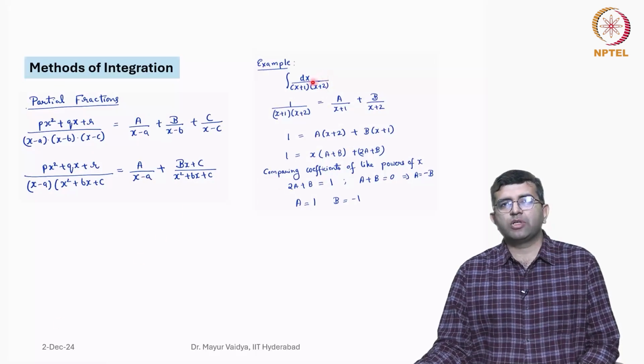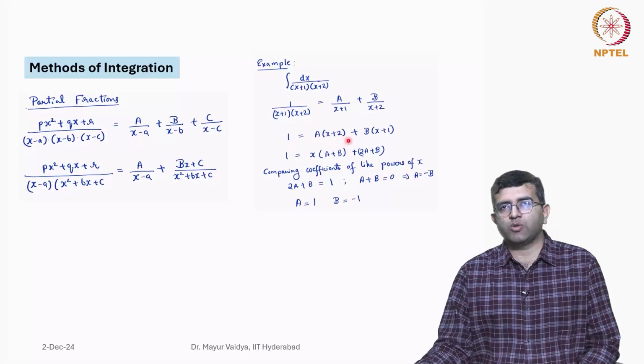A simple example: suppose you have 1 over x plus 1 into x plus 2. You can write it as A by x plus 1 plus B by x plus 2, and here if I multiply, it becomes 1 is equal to A into x plus 2 plus B into x plus 1.